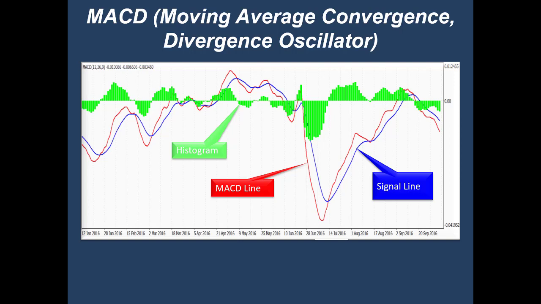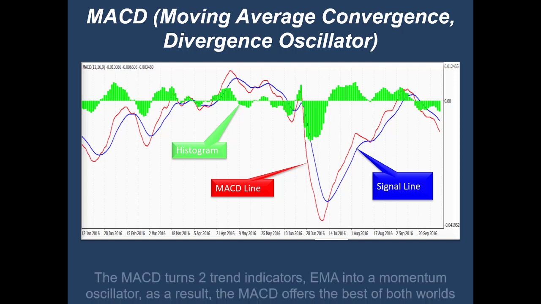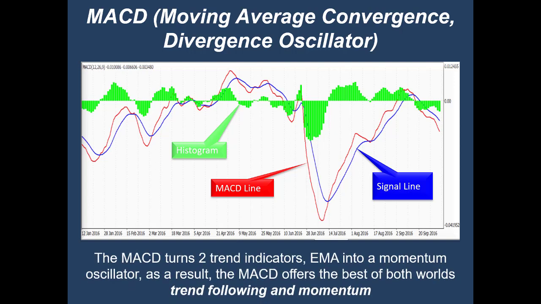This is what a MACD looks like. As you can see, we have the histogram, and also the MACD line and the signal line. If you follow these lines, when the MACD line cuts over the signal line, it gives you a bullish signal, and when it cuts to the downside, it gives you a bearish signal. The MACD turns two trend indicators, exponential moving averages, into a momentum oscillator. As a result, the MACD offers the best of both worlds, a trend following momentum indicator.